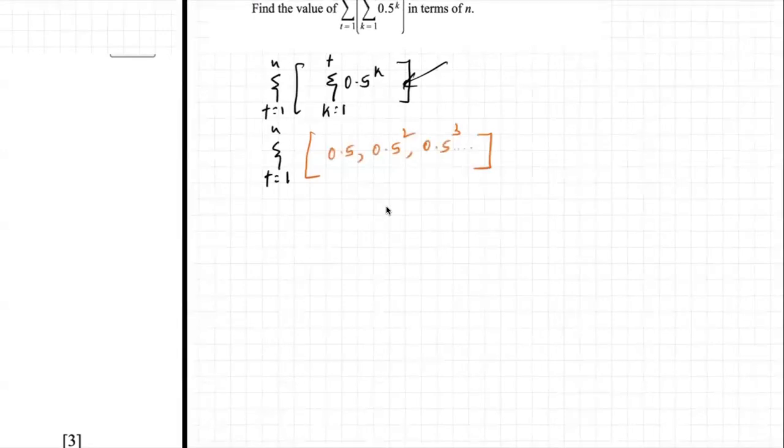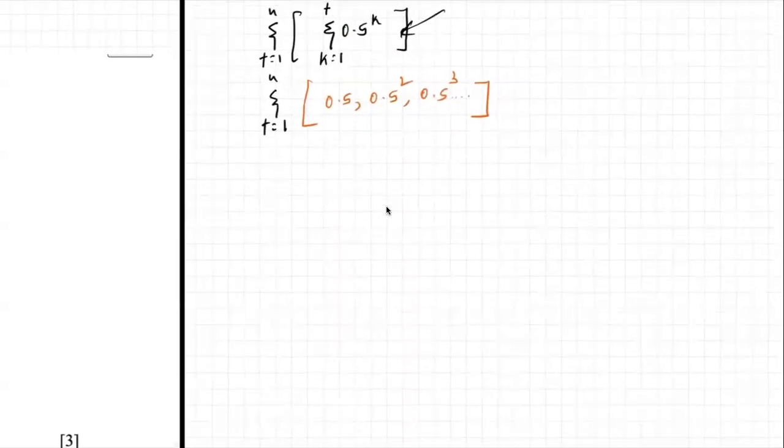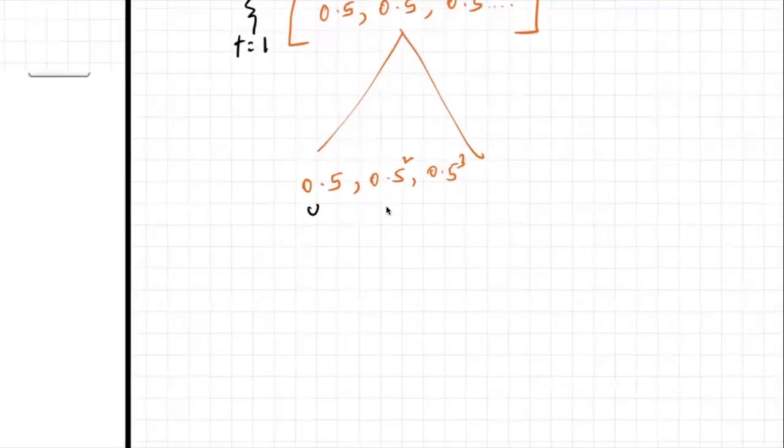Let's not expand this further, but what we know from this sequence is that it is a geometric sequence. How is it a geometric sequence? Let me prove it to you. Let's consider these u1, u2, and u3.